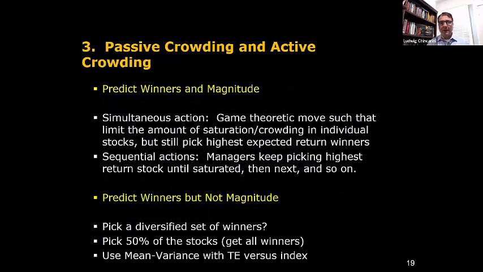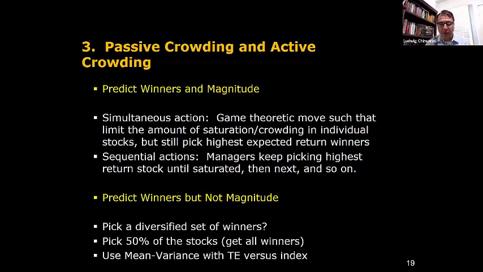Okay, so let's say these active managers are very good at predicting winners, okay? So the active managers can predict winners perfectly and the magnitude of the winner. What should they do? In the sequential action game, meaning one manager chooses, then the next, then the next, which is not really the real world, in this case they would basically buy till a stock got saturated or crowded, and then go to the next best stock, the next best stock, the next. Okay, and that's one way. In the simultaneous game move, they would start accounting for what everyone would do and try to adjust the portfolio so that crowding's minimized. Okay, that's one version.